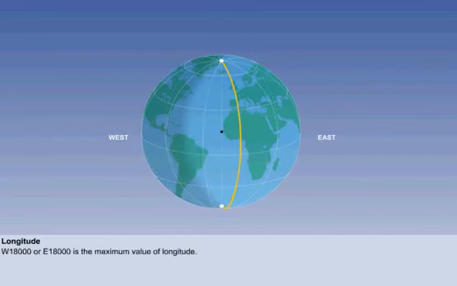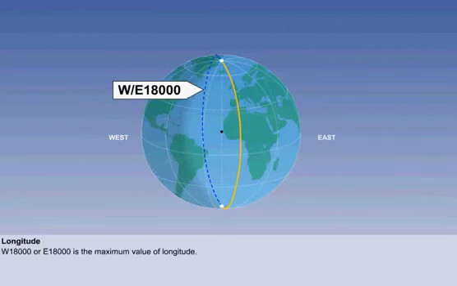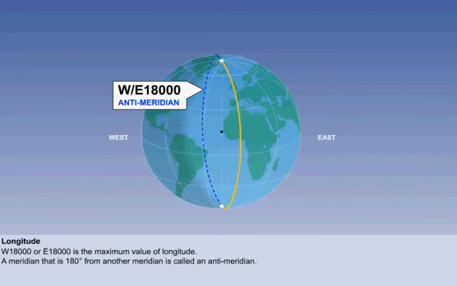Longitude can be a maximum of either west 18000 or east 18000. This meridian is on the opposite side of the Earth to the prime meridian. A meridian that is 180 degrees from another meridian is called an antimeridian. In the case of the Greenwich meridian, the east or west 18000 meridian is the antimeridian of the Greenwich meridian.